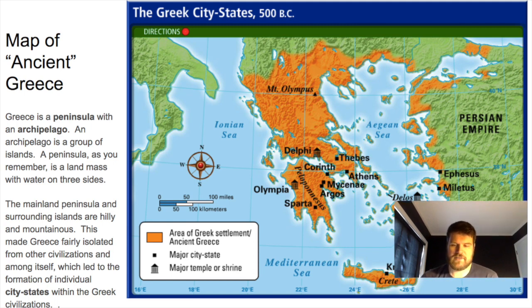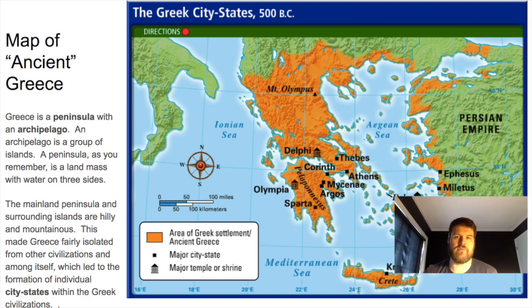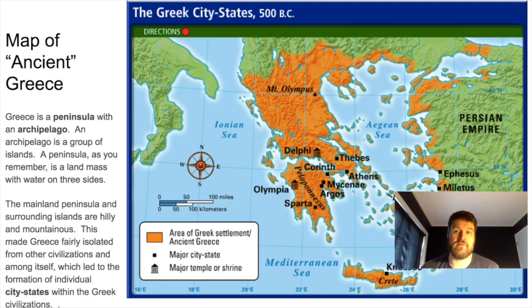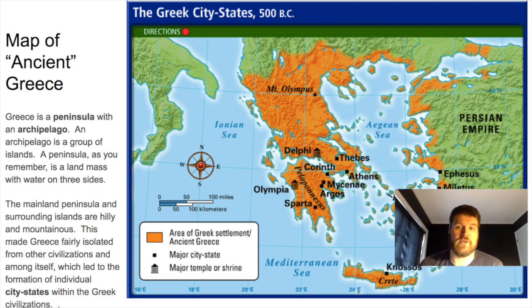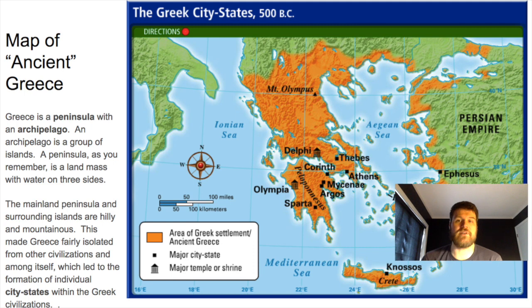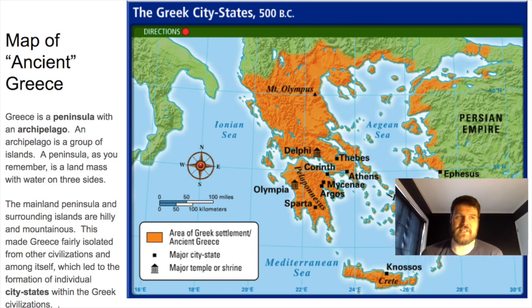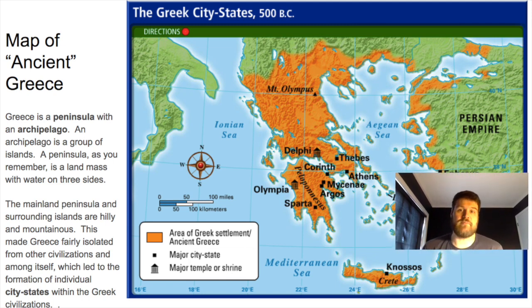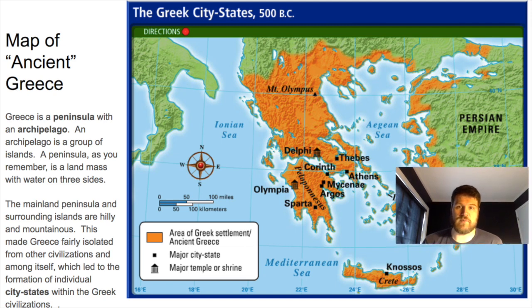What this does for Greece is it makes it isolated both from other places, other civilizations, and within itself. So the civilizations within Greece, we look at them as these independent city-states. We talked about city-states earlier in the year when we looked at Mesopotamia. The city-state, again, is that setup where the city is pretty much like its own country. And that's going to be true in Greece as well.